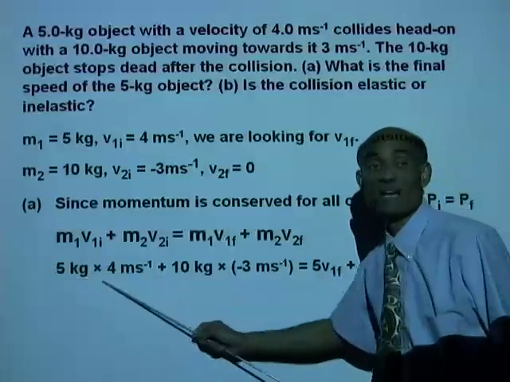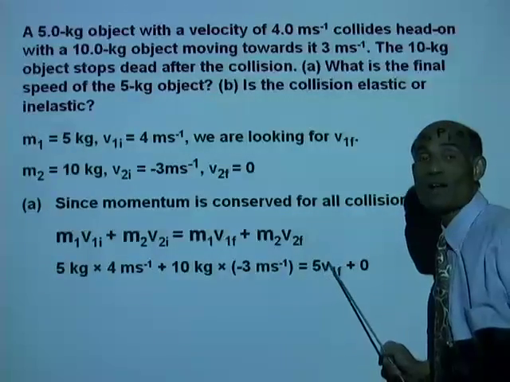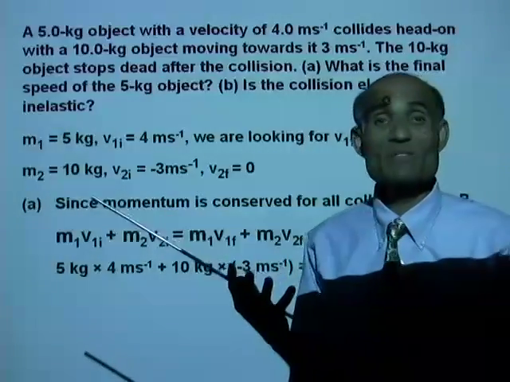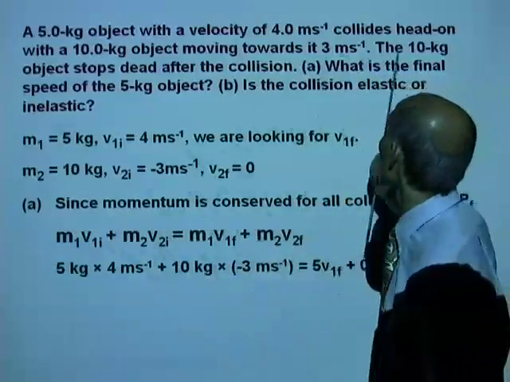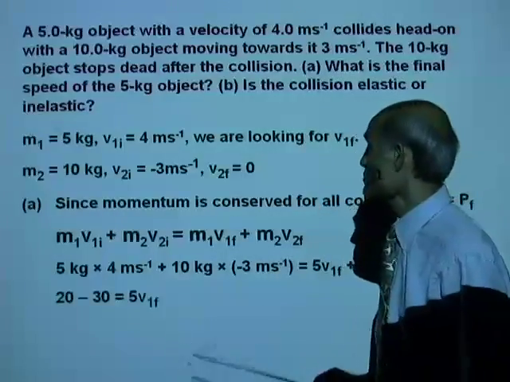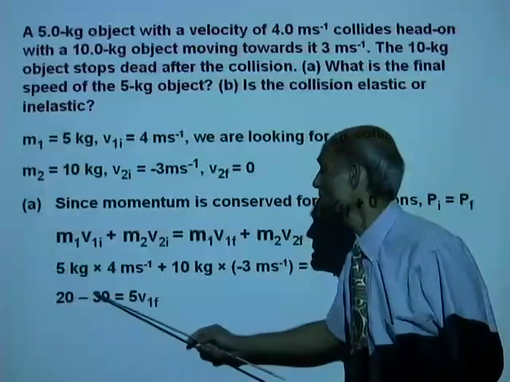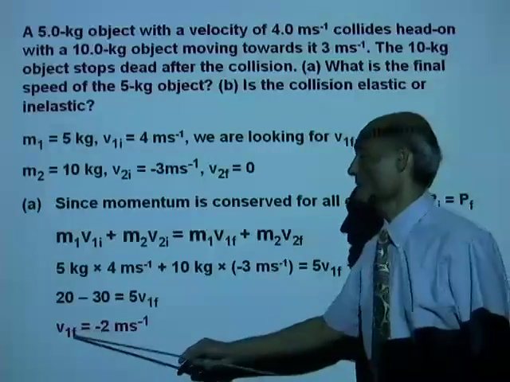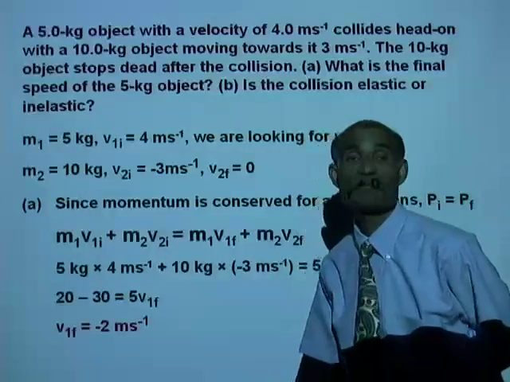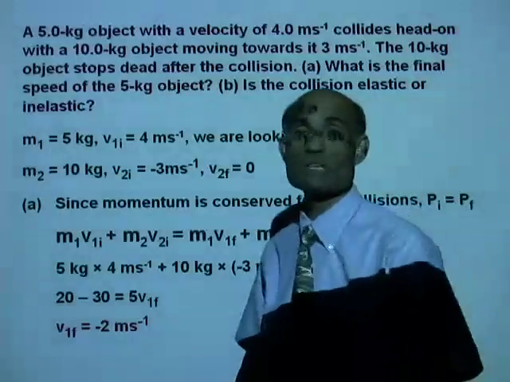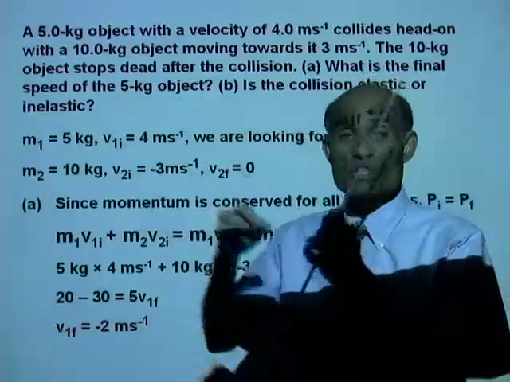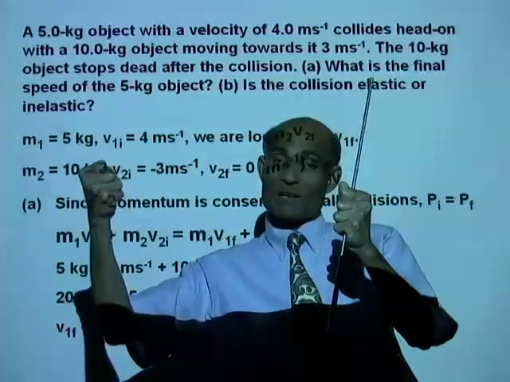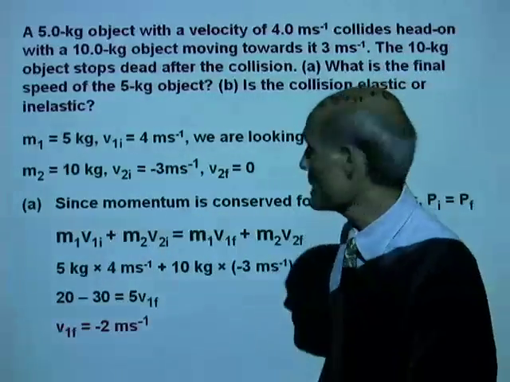And you notice that here there is only one unknown. Look at that. The conservation of momentum really answers the first part for you. Solving there, you get 20 minus 30 equal to 5 V1F. And that gives you V1F equal to negative 2 meters per second. After collision, the first object went back with a velocity of 2 meters per second.